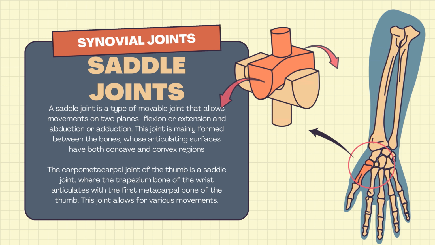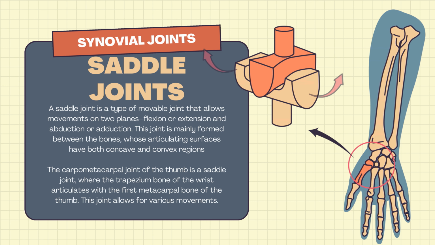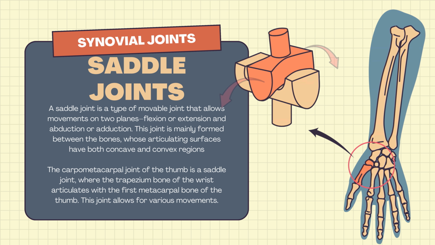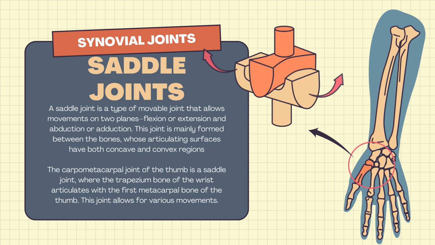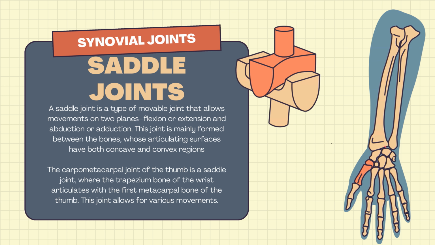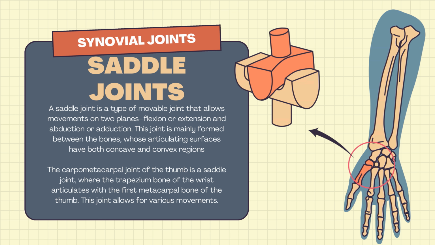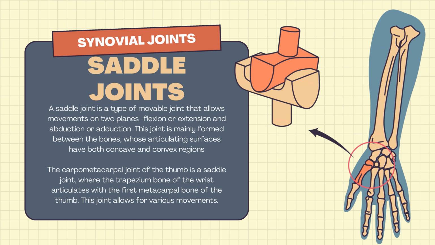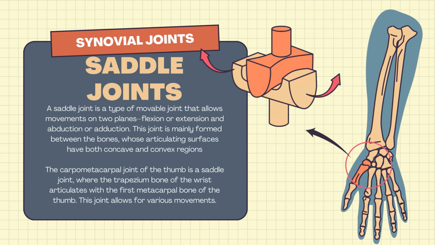Saddle joints. A saddle joint is a type of movable joint that allows movements on two planes, flexion or extension, and abduction or adduction. This joint is mainly formed between the bones, whose articulating surfaces have both concave and convex regions. The carpometacarpal joint of the thumb is a saddle joint, where the trapezium bone of the wrist articulates with the first metacarpal bone of the thumb. This joint allows for various movements.